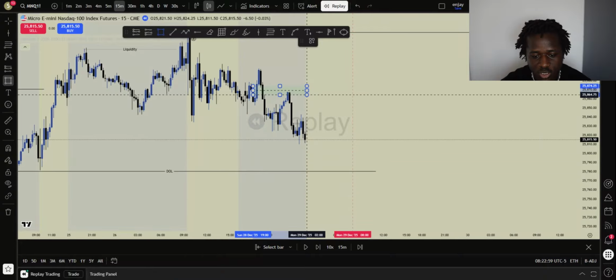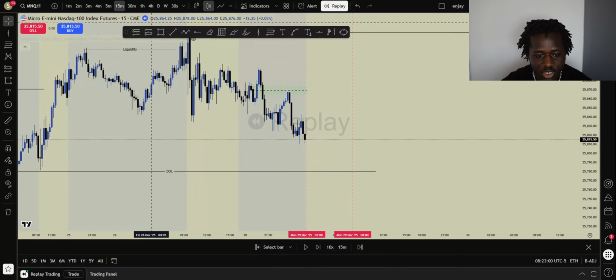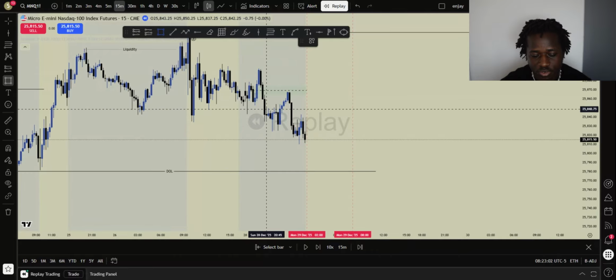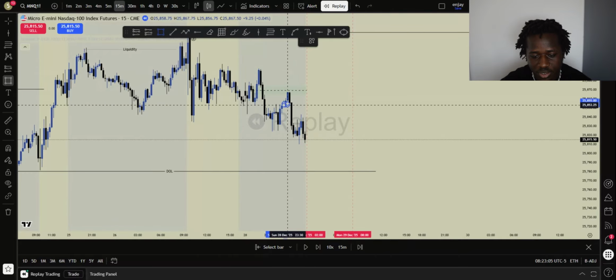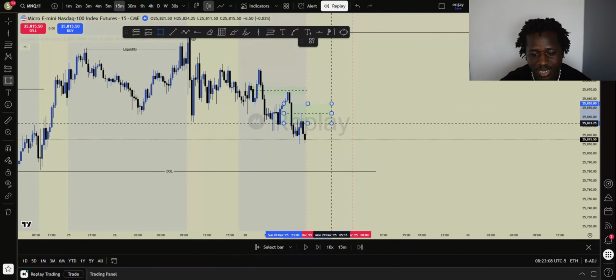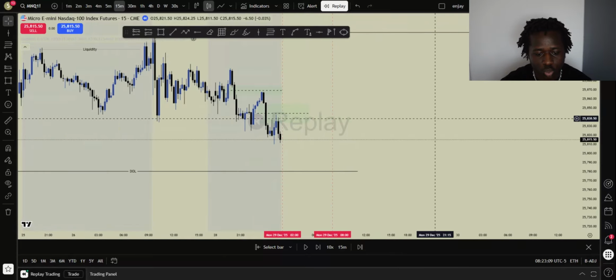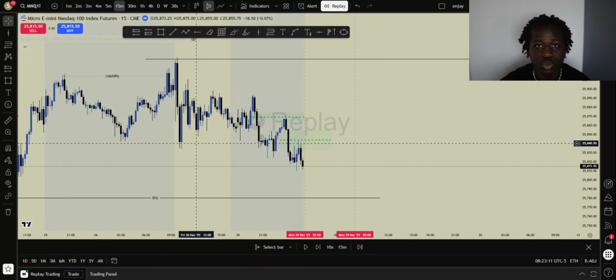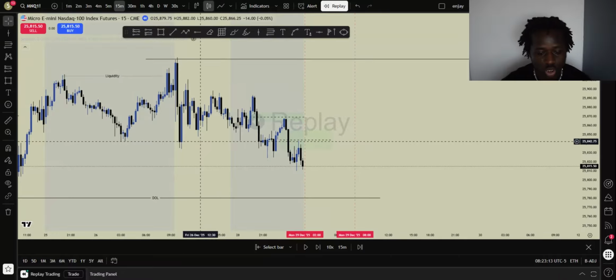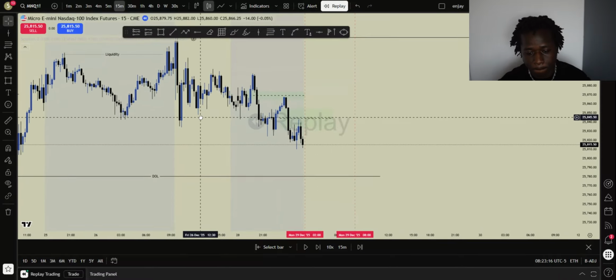We've tapped into this bearish 15-minute FVG and respected it. We've tapped into this other bearish 15-minute FVG, and we've respected it as well. So we're clearly trending downwards, and we're moving downwards. We're seeking out lower prices.